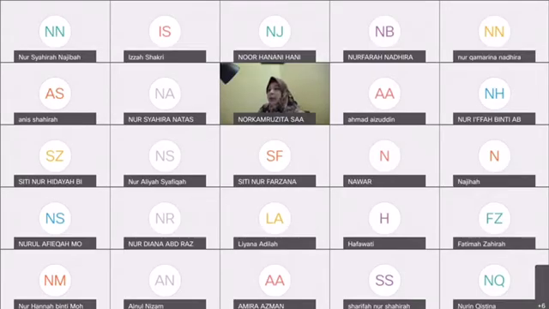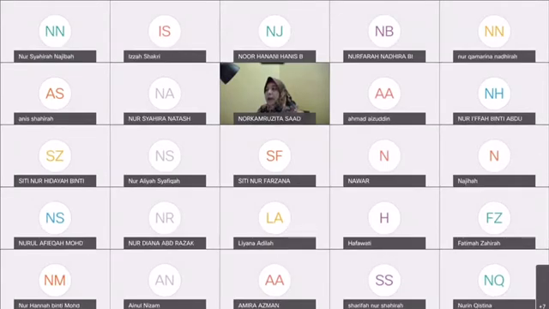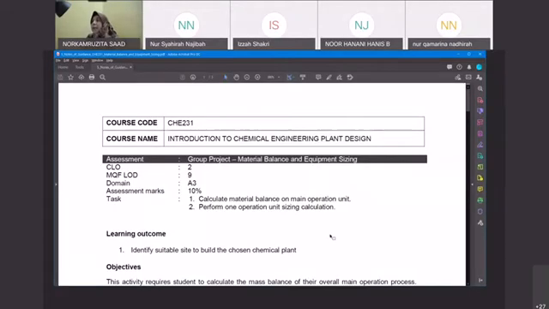I do hope that you can clear up what you have to do for this particular task. So I'm going to share with you the task number 5. All right. So this is task number 5.